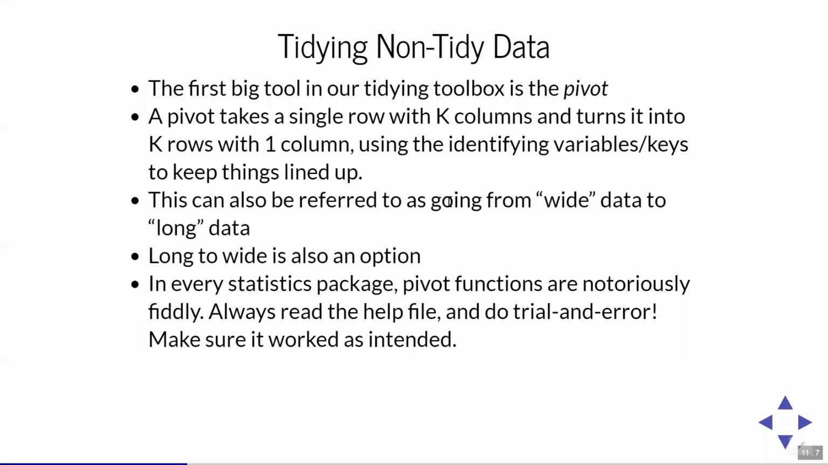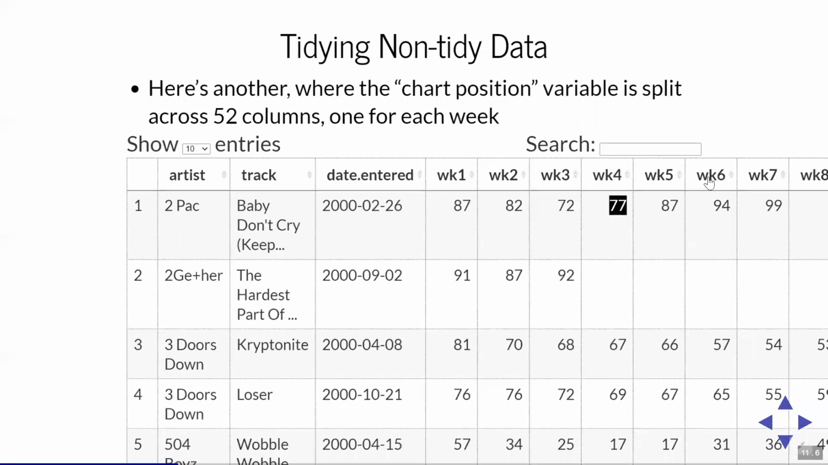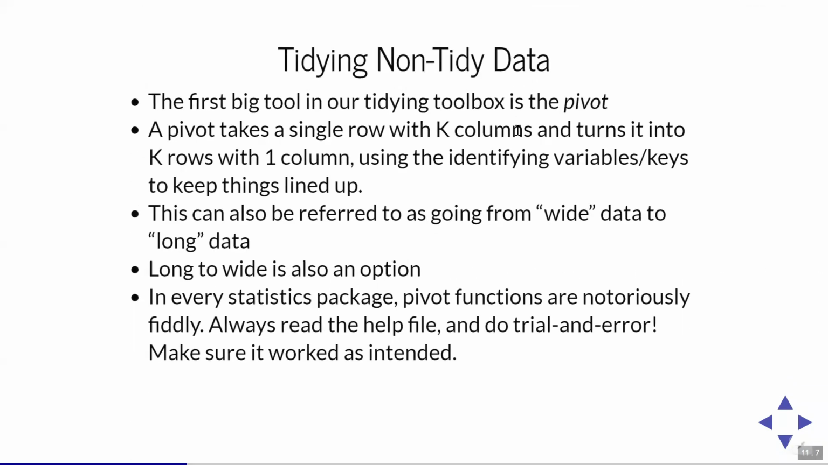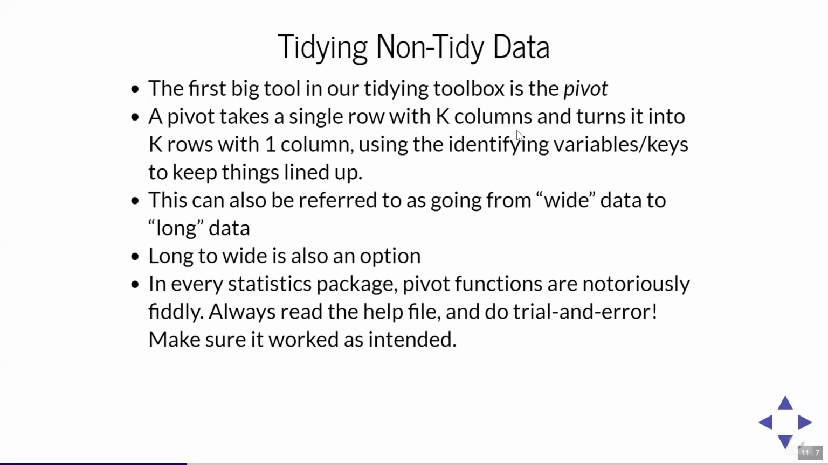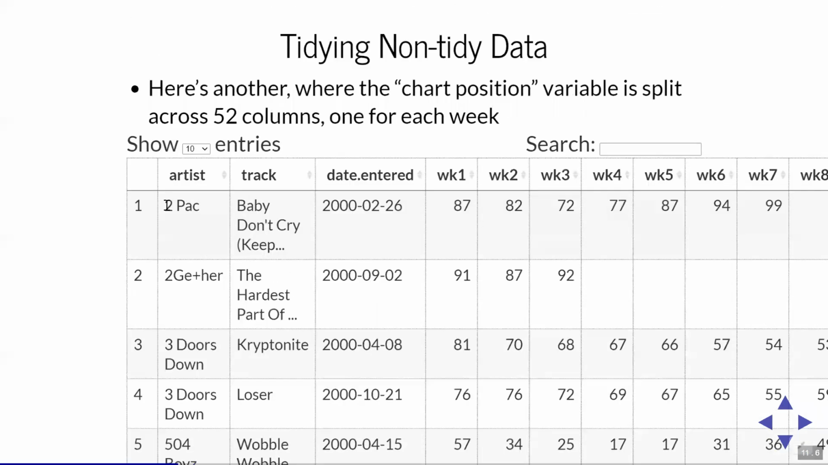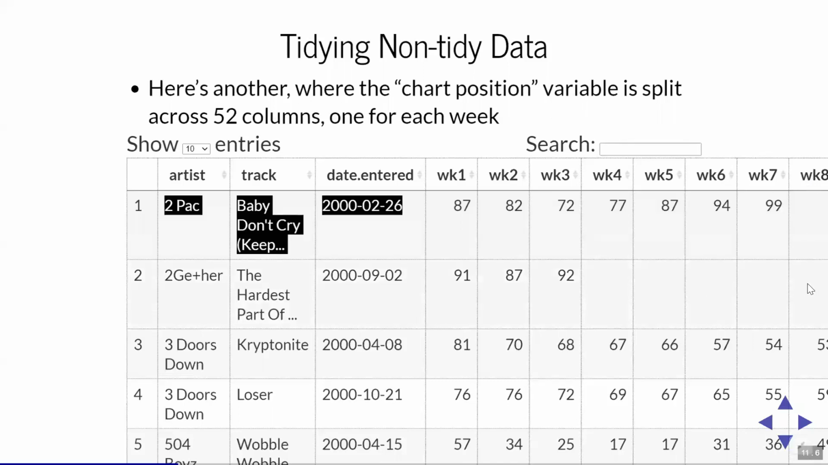What a pivot does is it takes a single row with a bunch of columns and turns it into a bunch of rows with one column, right? So like we have here, we have a bunch of columns, and we're going to turn it into one column that goes across a bunch of rows. It uses the identifying variables or keys to make sure that everything is lined up, so that we're going to have Tupac with Baby Don't Cry that entered in this week, and we're going to have however many rows of data we have here. Let's say, I think there's 52 week variables here, something like that.